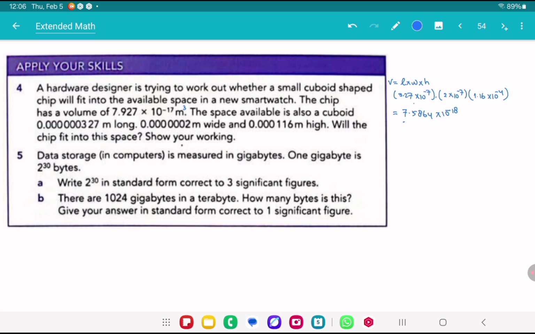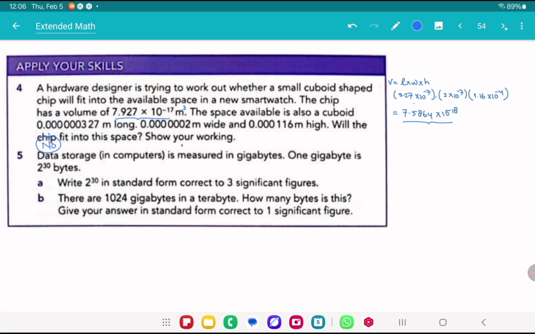If we compare the volume of the chip to the volume of the space, we get that the volume of the chip is bigger than the volume of the space. So will the chip fit into the space? The answer is no.